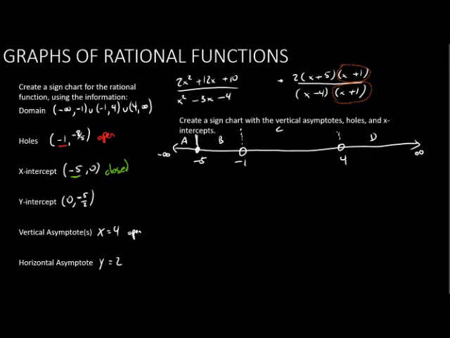To begin creating the sign chart, we'll begin by writing our simplified form underneath. We'll begin with region A, and we will pick an x that is inside of region A. Something less than -5, we could use -10 for example, but anything less than -5 would be okay. If we plug in that -10, we'll have 2 times -10 plus 5 on top, and then -10 minus 4 on the bottom.